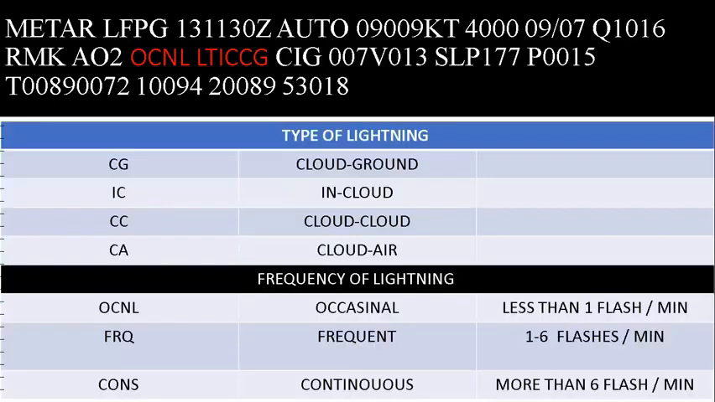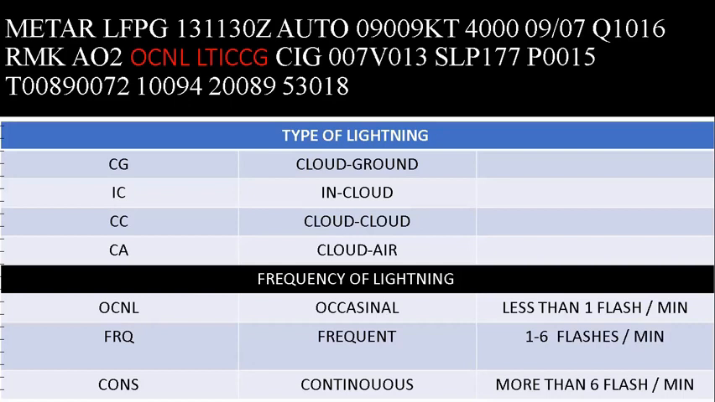So type of lightning is given. CG means cloud to ground. It's so simple. Type of lightning, C stands for cloud, and it's going where? It's going to ground. IC is inside cloud, in cloud. CC is from cloud to cloud. Then CA stands for cloud to air. So it's very simple. It comes in the type of lightning.